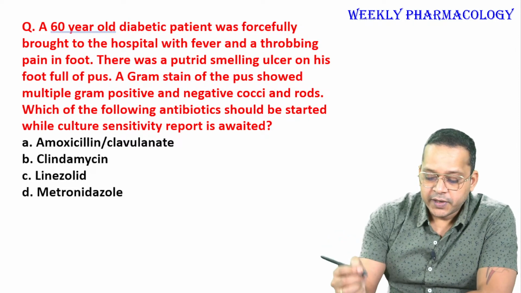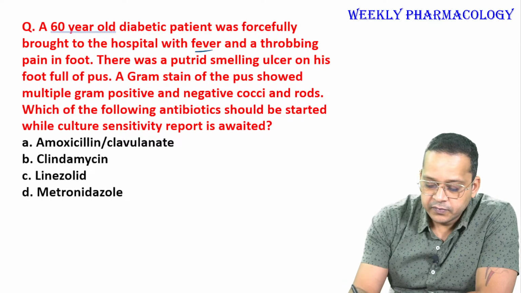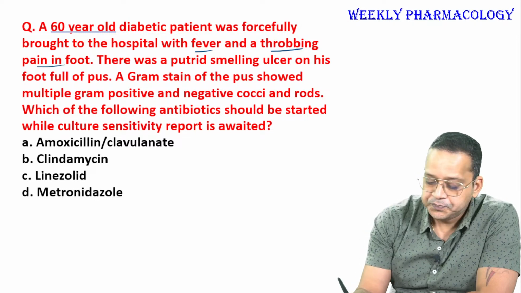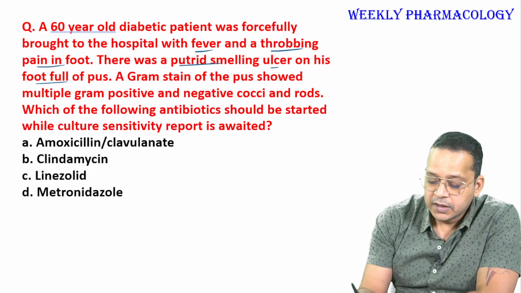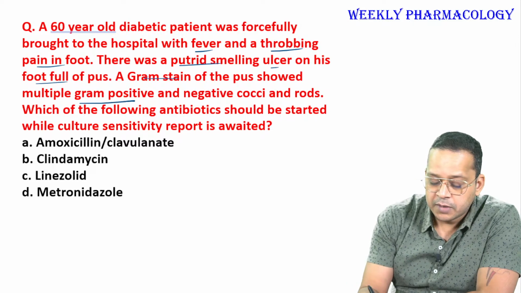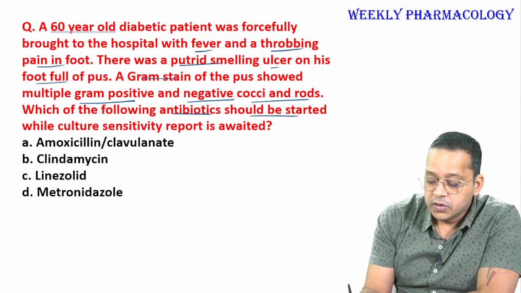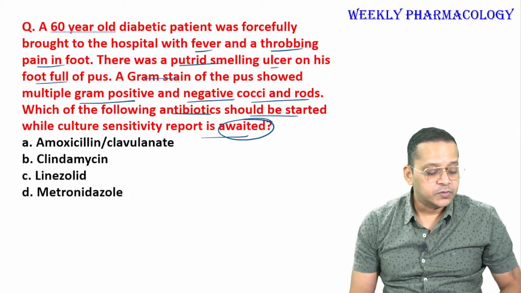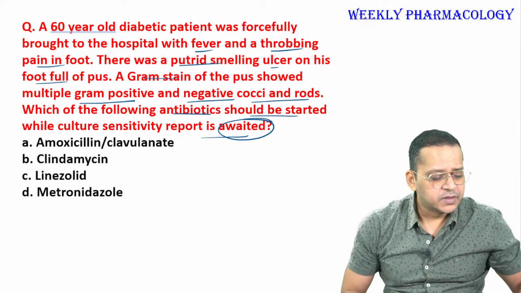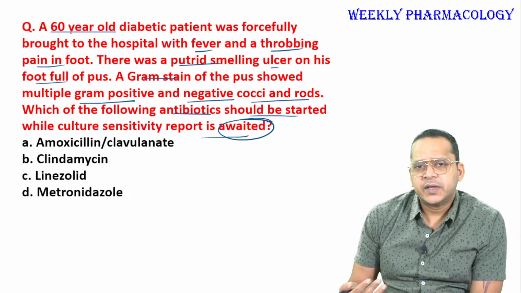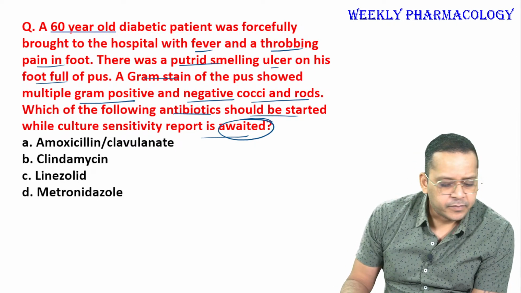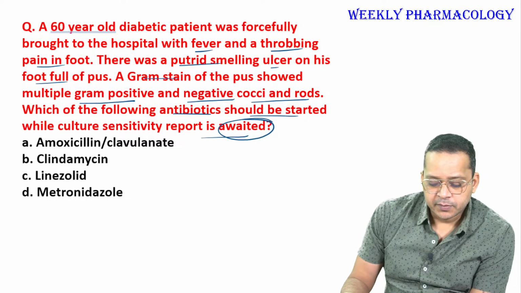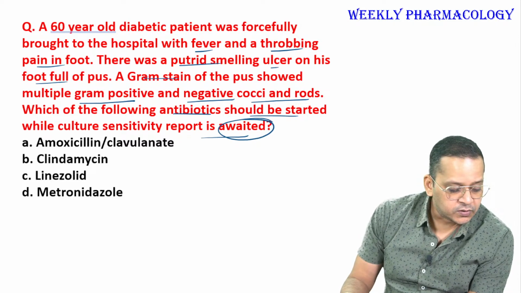A 60-year-old diabetic patient was forcefully brought to the hospital with fever and a throbbing pain in the foot. There was a putrid smelling ulcer on his foot full of pus. Gram stain of the pus showed multiple gram positive and negative cocci and rods. Which of the following antibiotics should be started while the culture sensitivity report is awaited? If you get some answers wrong, it is okay. Amoxicillin clavulanate, clindamycin, linezolid, metronidazole.